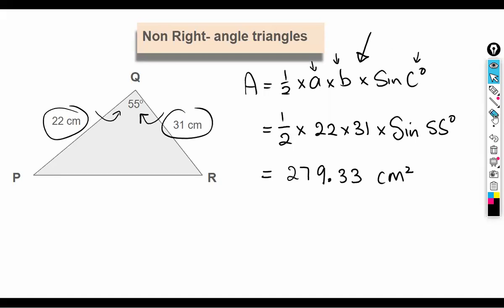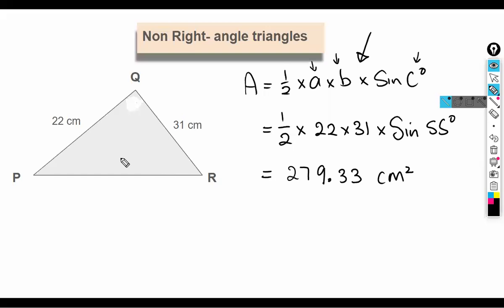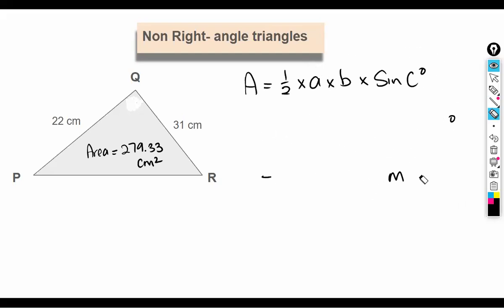Now we know, because we just worked it out, that over here is 22, over here is 31, and the angle in between is 55. But let's just say I erase this 55 degrees. The person who now comes to class doesn't know that angle is 55 degrees, however we tell them that the area of the triangle is 279.33 centimeters squared. Is there a way for this person to get back that 55 degrees?